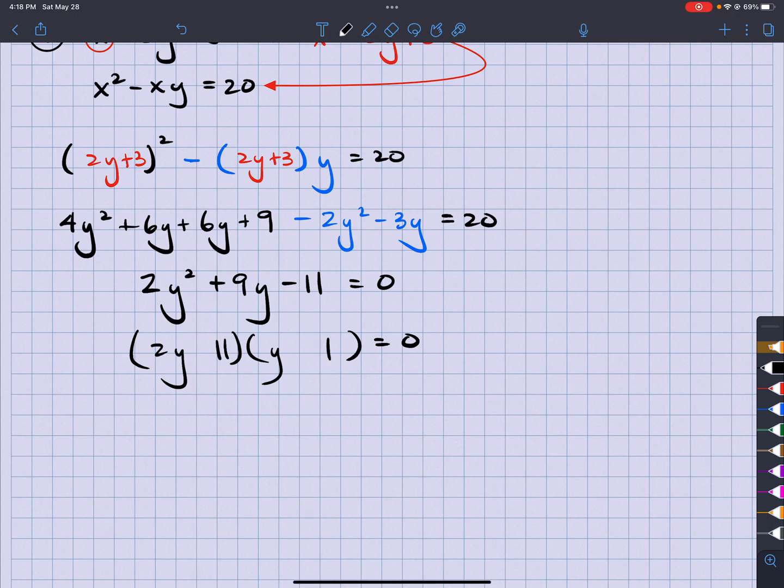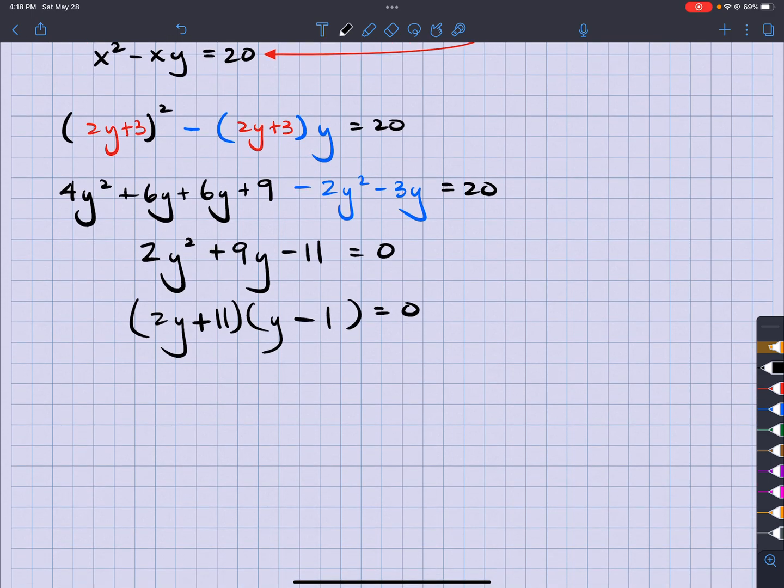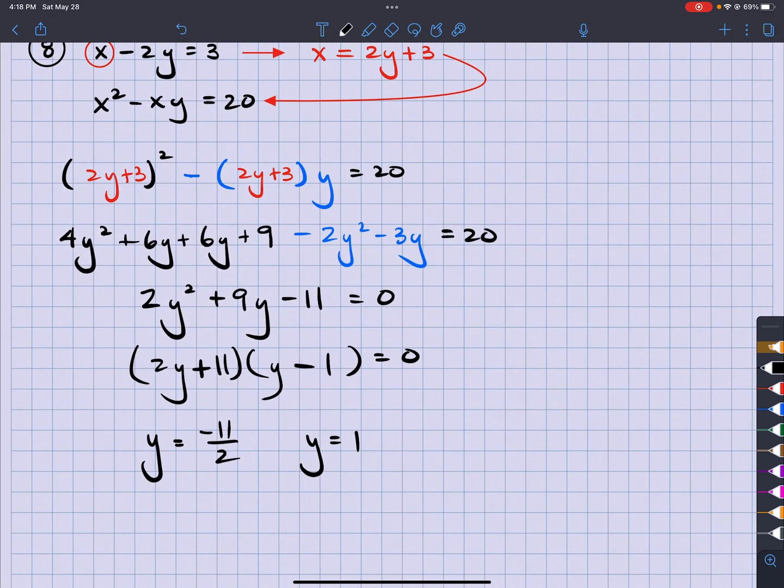So let's see here. Positive and negative. So that is what I'm going to get right there. All right. So with that being said, when I set each factor equal to 0, I'm going to have y is equal to negative 11 halves, and y is equal to 1. All right. So I need to go ahead and plug these two into both equations.